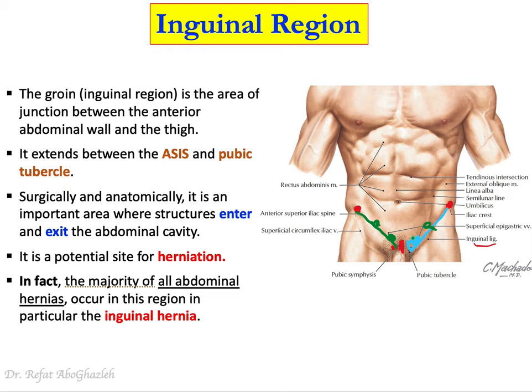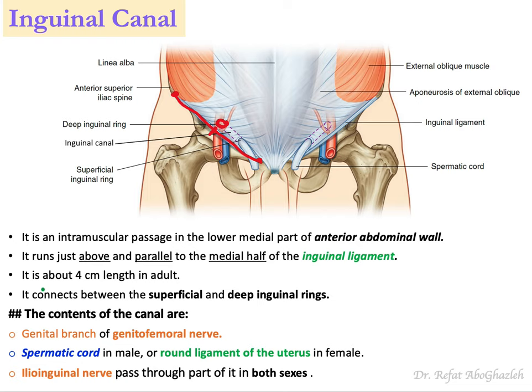So this is on the surface. Okay, guys, the inguinal canal, as I mentioned, is an intramuscular passage between the superficial ring and deep ring, which is about 4 centimeters. Somebody can say, I want to locate it, which is easy. At first, it is above and parallel to the inguinal ligament. Look at it. This is the inguinal ligament, so it's above it and parallel to it.